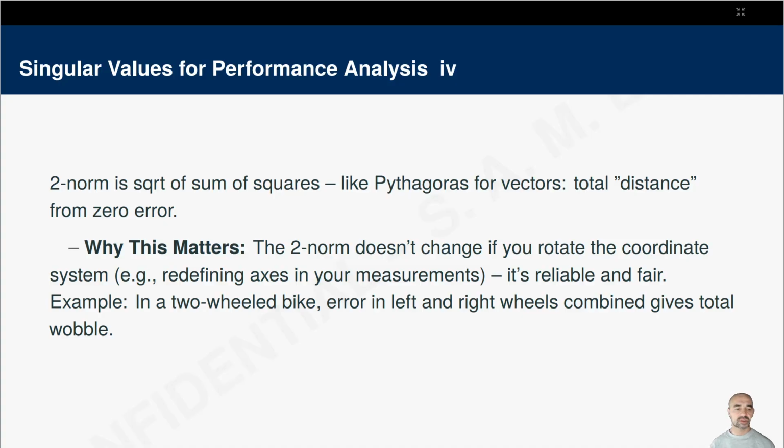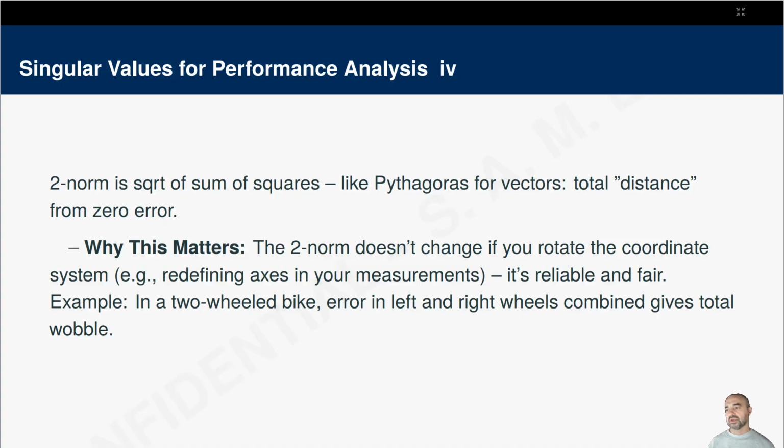But why this matters: the 2 norm doesn't change if you rotate the coordinate system, and it makes sense because the 2 norm talks about the magnitude of a vector. If you rotate the coordinate system, that doesn't change the magnitude of a vector. So it's reliable and fair, because as you rotate the coordinate system, you can still compare the magnitudes.